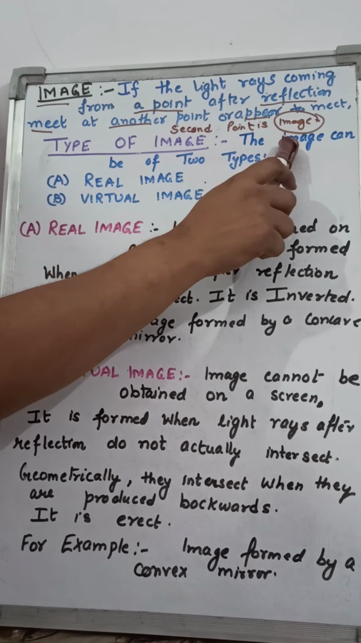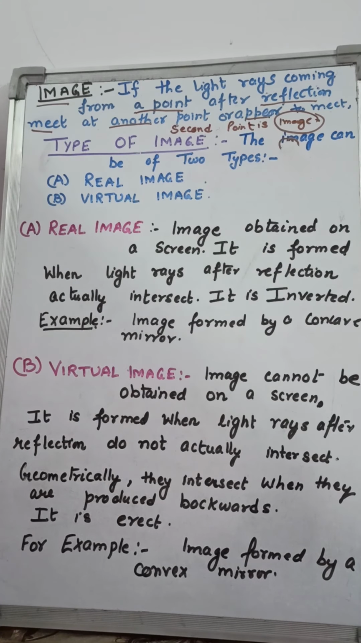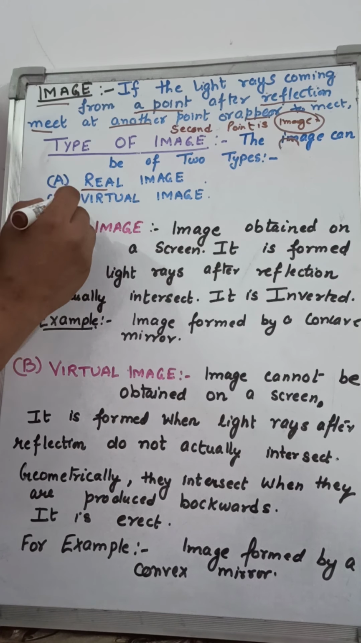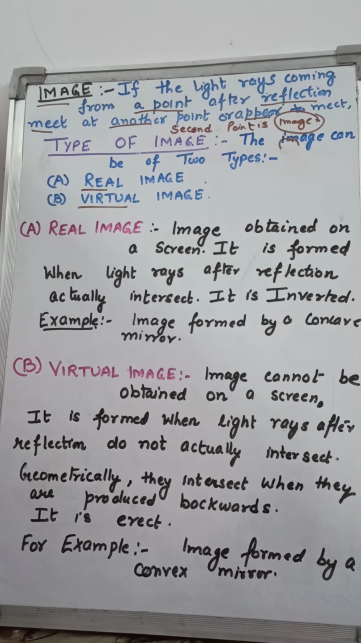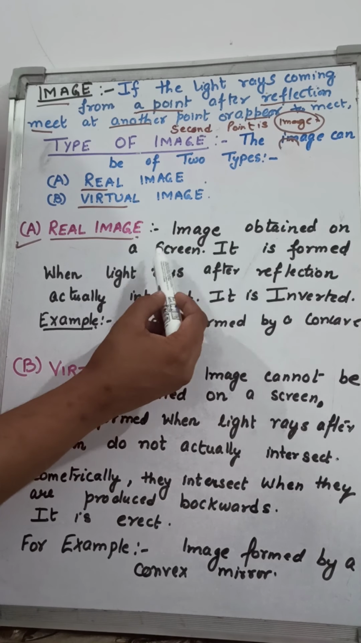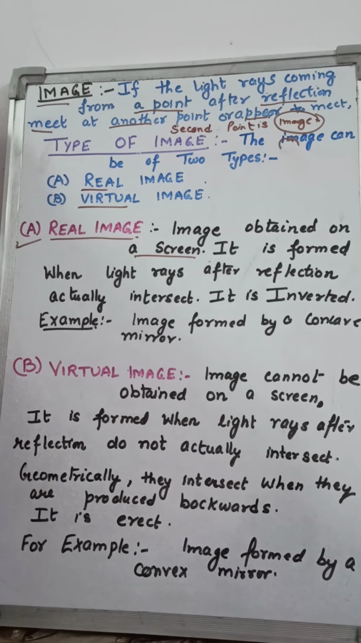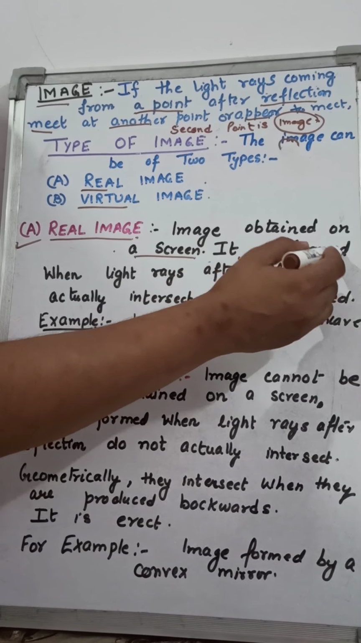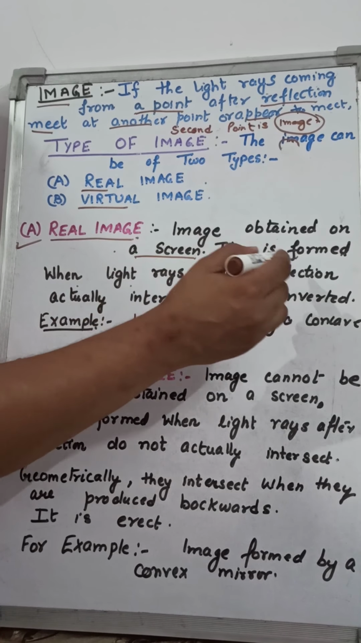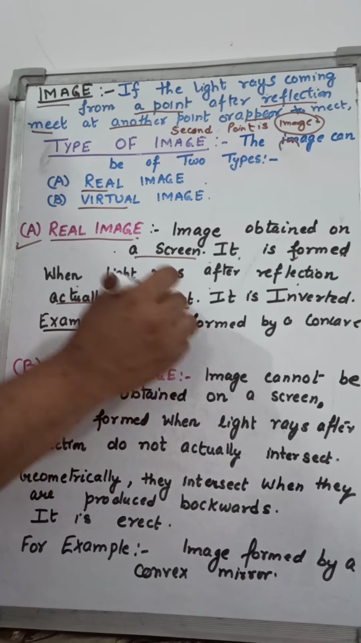There are two types of images. One is real image. Second is virtual image. So let us understand what is real and virtual image. First is real image: image obtained on the screen. Clear? The image which we can obtain on the screen is known as a real image. It is formed when the light rays after reflection actually intersect.